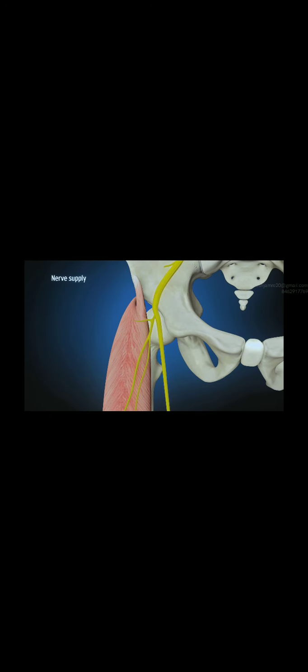Nerve supply. Posterior division of femoral nerve. Action. Flexion of hip joint. And it assists in extension of knee joint.